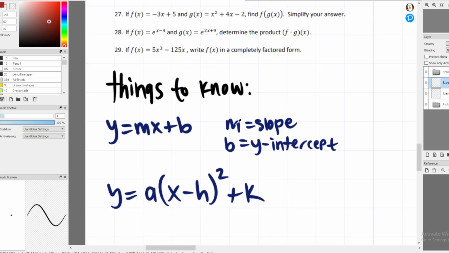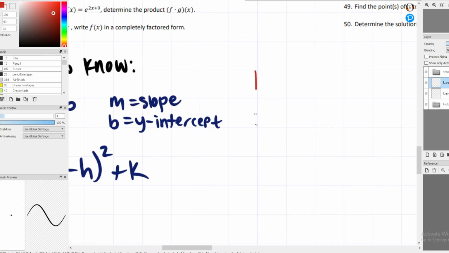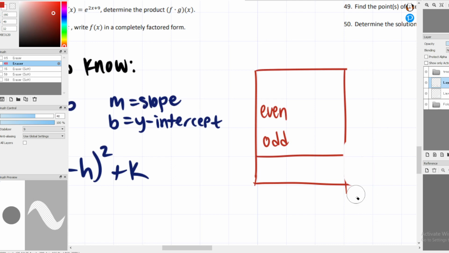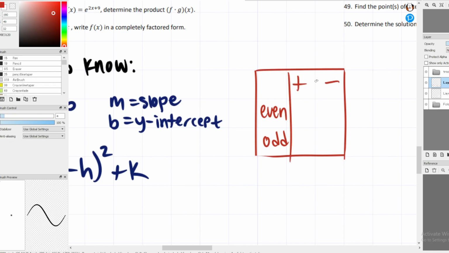Let's come down here real quick and talk about some of the things that you should know. I have this handy dandy nifty little chart here. Let me just draw this out real quick. I gave myself a few too many boxes. Hold on. Where if a function is even and positive, then both of the ends are going up, like a smiley face.